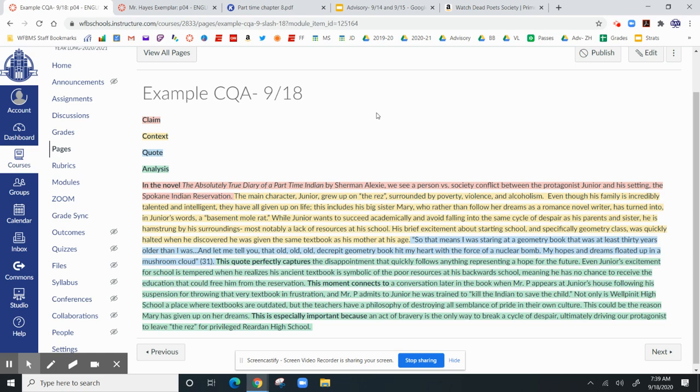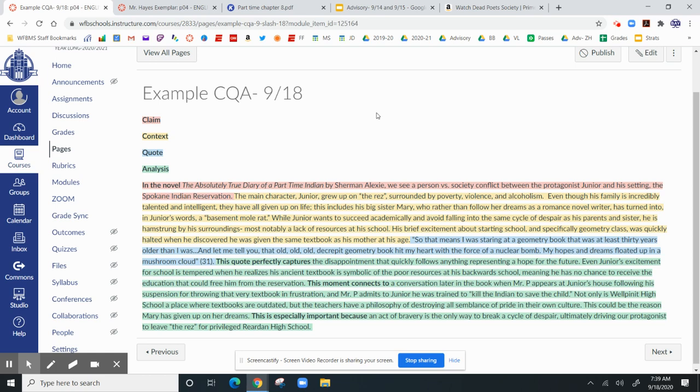I would like to read through this and talk it through with you. So in the novel, The Absolutely True Diary of a Part-Time Indian by Sherman Alexie, that's how you're going to start it. We see what? What's my main idea? What did I choose yesterday? Well, I chose a person versus society conflict between the protagonist Junior and his setting, the Spokane Indian Reservation. There, I've established exactly what I'm going to talk about throughout the rest of my CQA, which is the person versus society conflict. Who is the person? Junior. What is the setting?